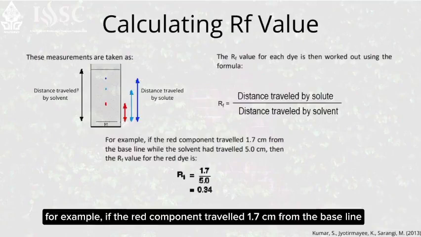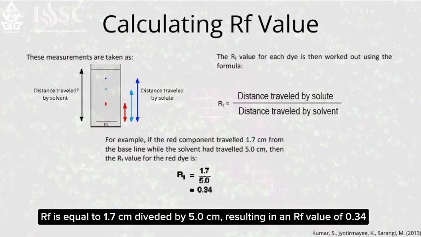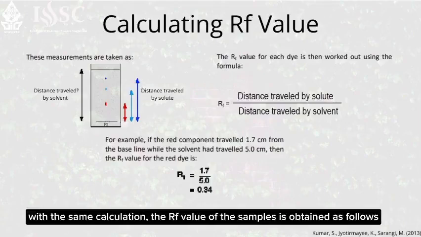For example, if the red component traveled 1.7 centimeters from the baseline, while the solvent had traveled 5.0 centimeters, then the RF value for the red dye is RF is equal to 1.7 centimeters divided by 5.0 centimeters, resulting in an RF value of 0.34. With the same calculation, the RF value of the samples is obtained as follows.